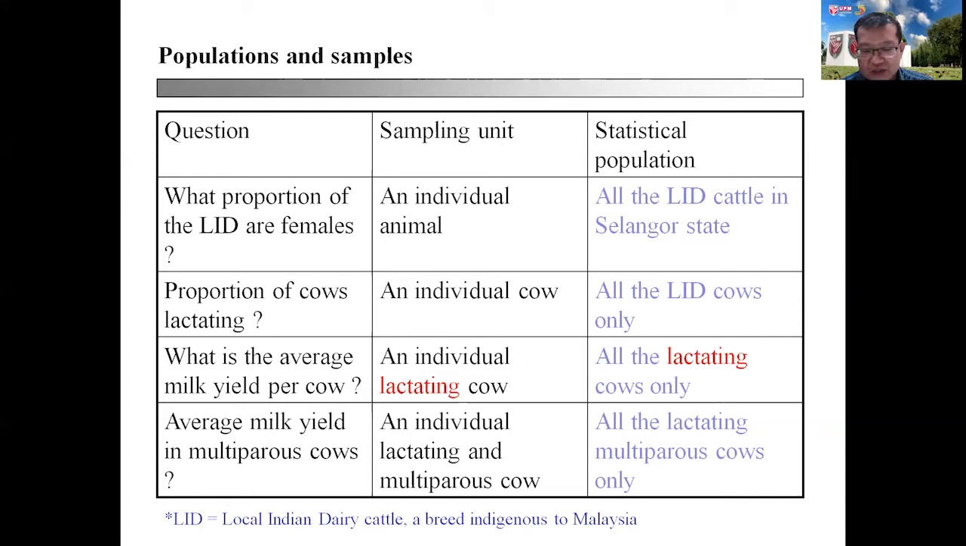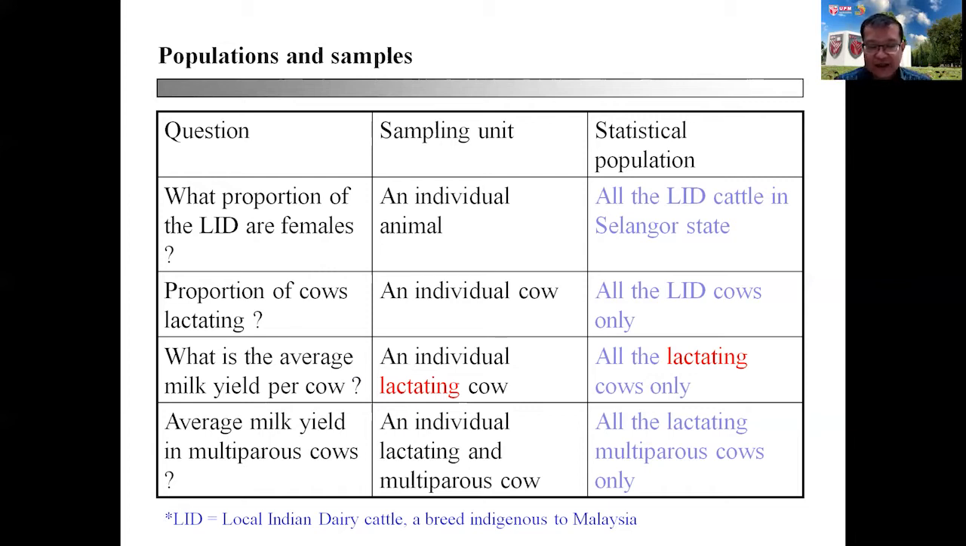And to go deeper, in order to determine the average milk yield per cow, since not all cows are producing, our sampling unit will be an individual lactating cow. This will allow us to differentiate cows that are not producing milk from cows that are producing milk. So in this case, the statistical population will be all the lactating cows only, since they are the ones that fit our definition of the sampling unit.